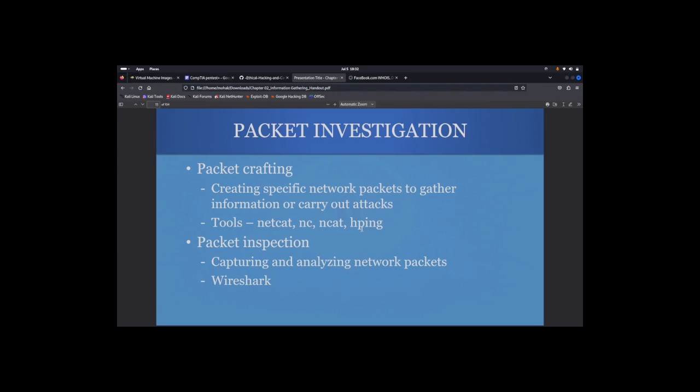Okay, so you can create a particular network connection with it. Okay, creating specific network packets to gather information or carry out attacks. It isn't actually used most for information purposes, but it's used a lot for gaining access. You can see it in CTFs.